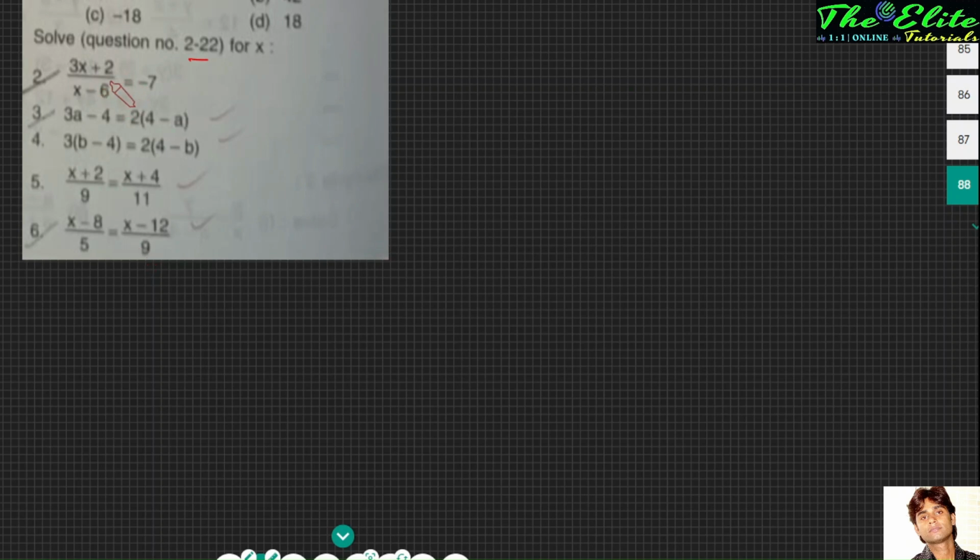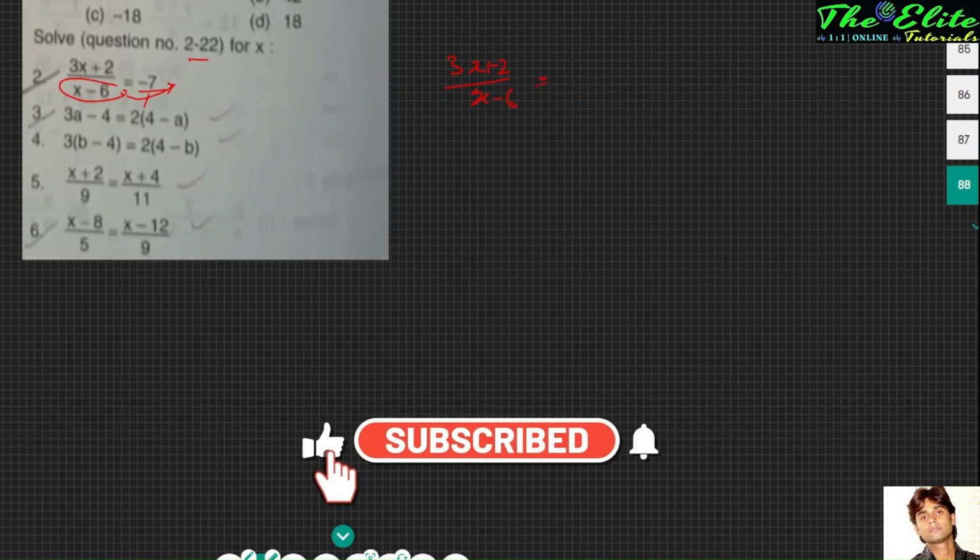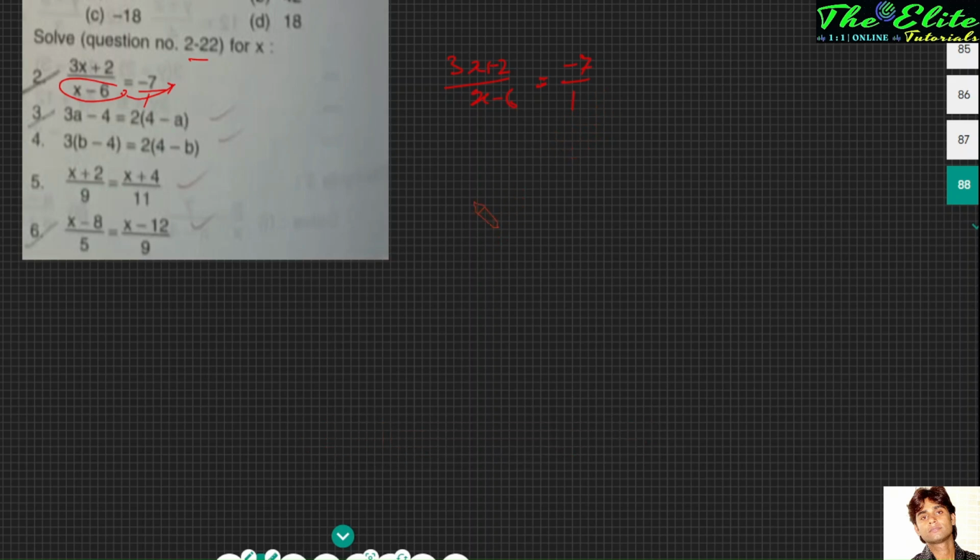Okay, you will take this whole denominator to this part, considering minus 7 as minus 7 by 1. So you just consider it like that. Minus 7 can be written as minus 7 by 1, isn't it? Now with the cross method, you can go and find the answer easily. Okay, in short, if you want me to write the answer, it will be 3x plus 2 is equal to minus 7x plus 42. You think how it is.